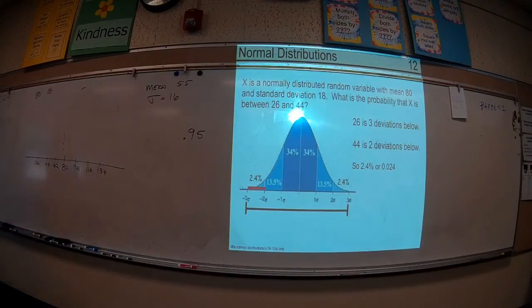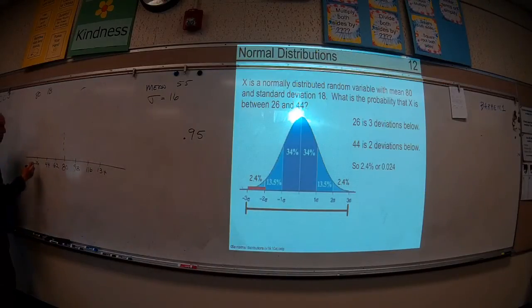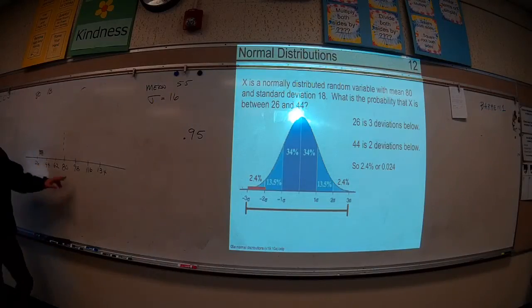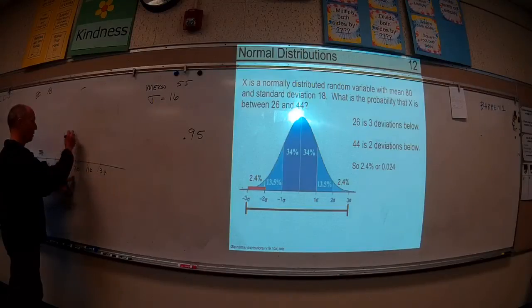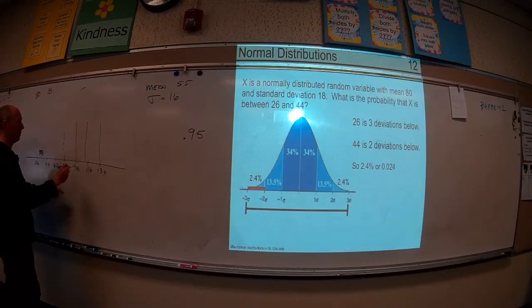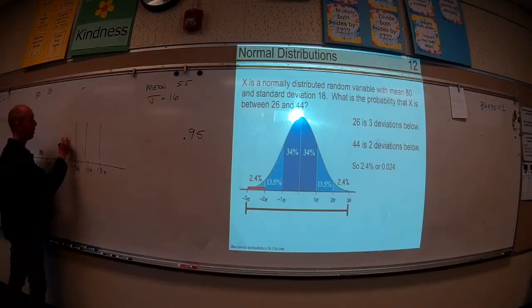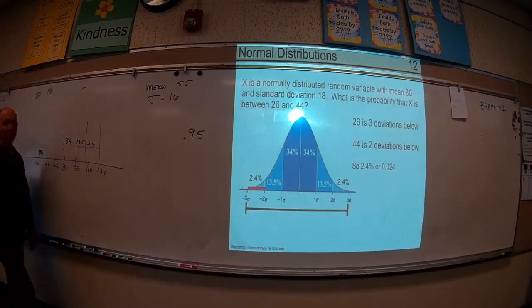Good. And now, once I've done that, I can start answering questions. What percent is between 26 and 44? So what chunk is right here? 2.4. What percent is between 98 and 134? What's between 98 and 134? 15.9, right? Because it's 13.5 and 2.4, so I'd add those two numbers together.